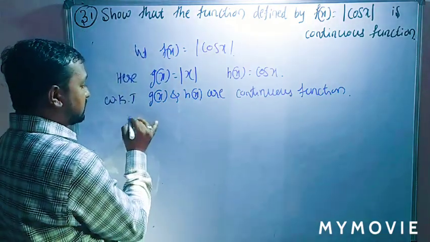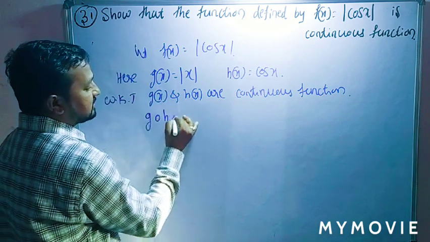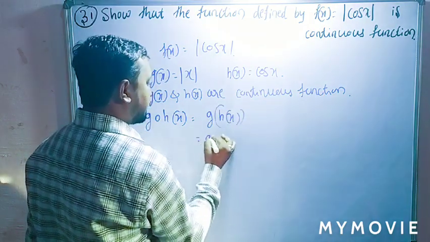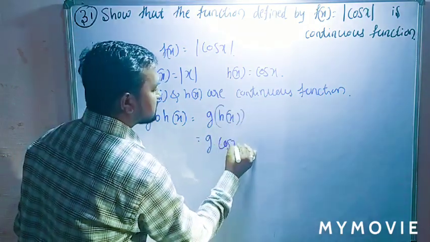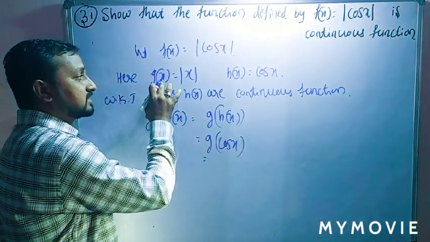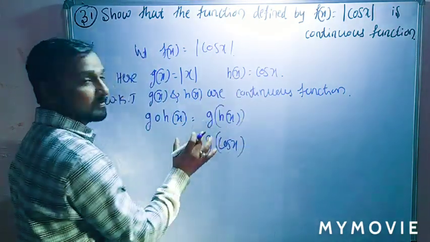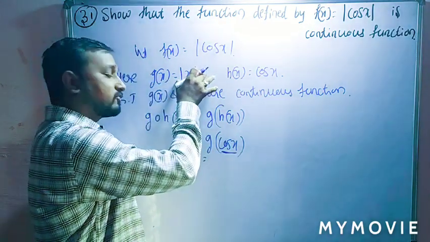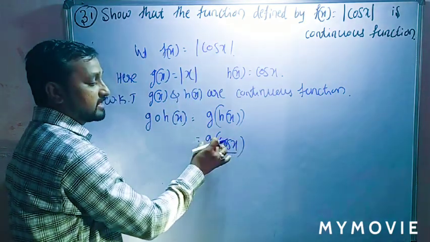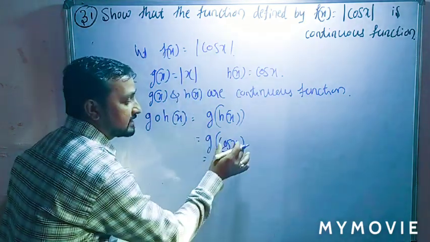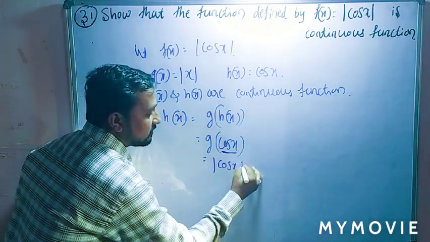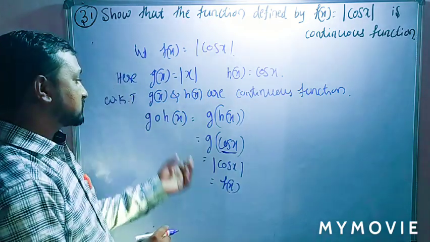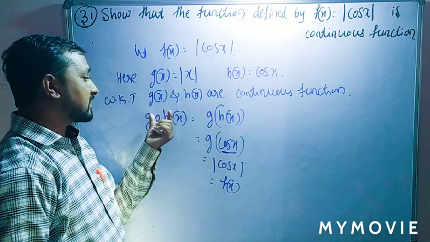You can verify. So g composition h of x is equal to g of h of x. Okay. So first keep g as it is, and h of x is nothing but cos x. Then this is of the form g of x, so g of x is equal to mod of x. Instead of x, what is there? Cos x. So that is mod of cos x. Is that clear? So this is our f of x. Clear? So this is the composition of a function, g composition h of x.